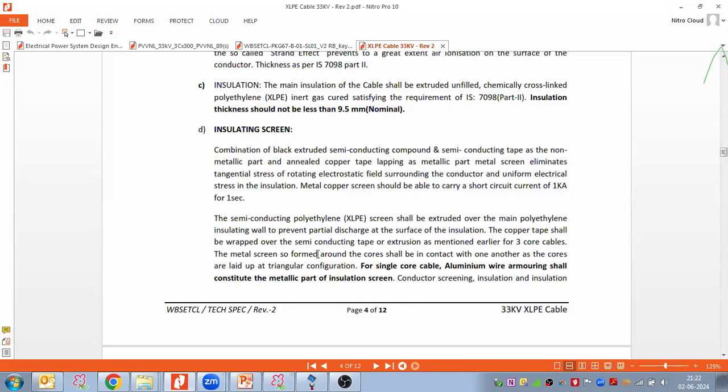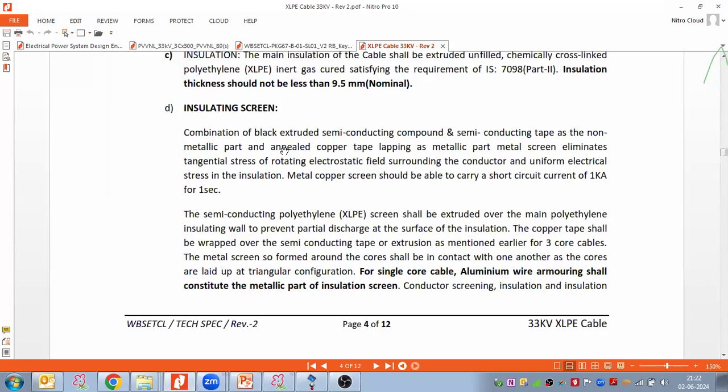If we have any possibility to avoid any part, we can avoid that. Our responsibility is to meet the technical requirement. So they're asking for insulation screening: a combination of black extruded semiconductor compound and semiconducting tape as the non-metallic part, which we have discussed, and annealed copper tape lapping as the metallic part.